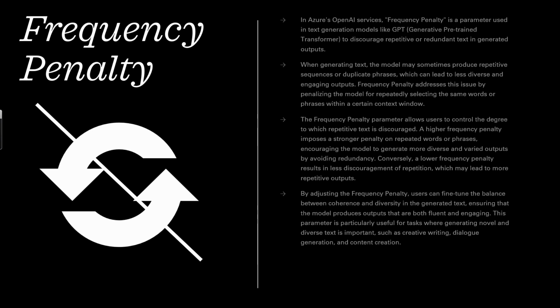So a low number does not penalize the repetition. The lower the number, it does not penalize it. The higher the number, it penalizes it. It uses more commonly used words. Okay, just understand this. It by default uses more commonly used words. Again, this parameter is particularly useful and can be important because it can help creative writing, dialogue generation, and content creation. So for content creators, this is really important.